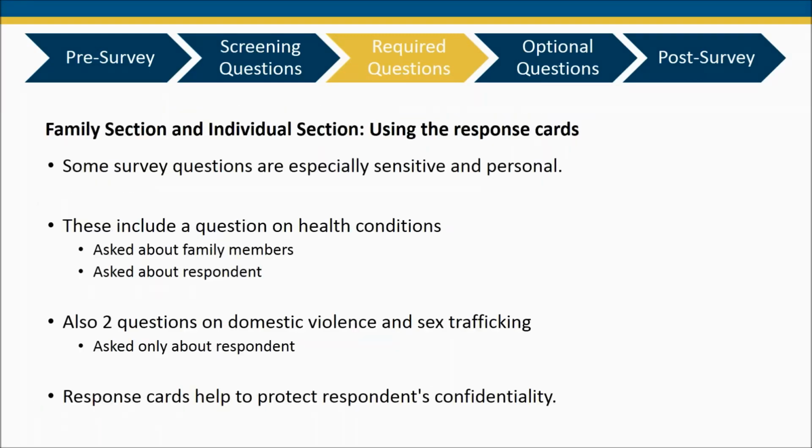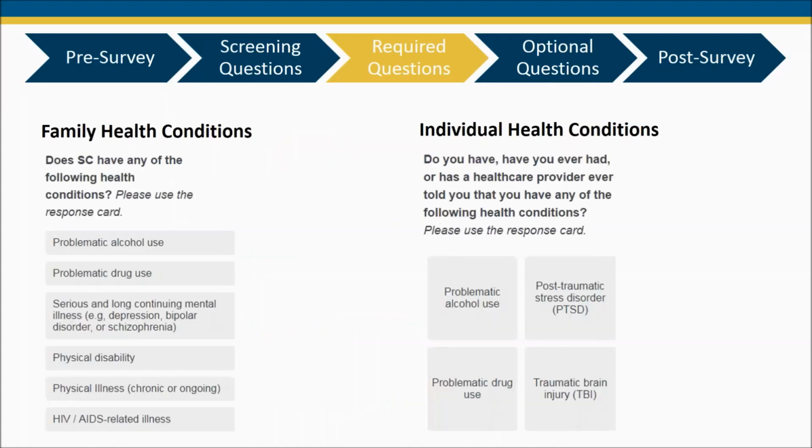For both the family section and the individual section, you'll be using response cards for specific questions. Some survey questions are especially sensitive and personal. These questions regard health conditions as well as domestic violence and sex trafficking. For the health condition questions, you'll be asked to ask this question for both family members and the respondent. For domestic violence and sex trafficking, you'll ask only about the respondent. And the response cards are there to help protect the respondent's confidentiality.